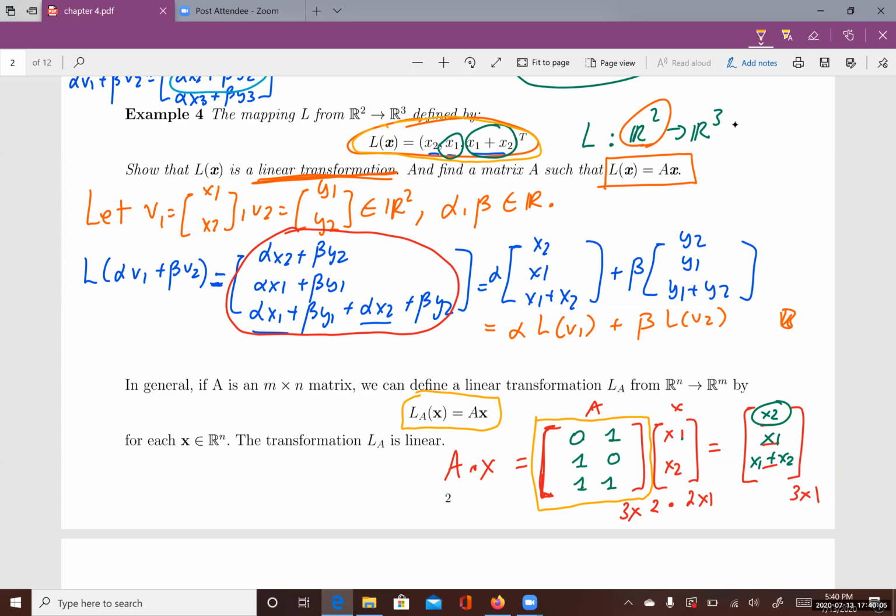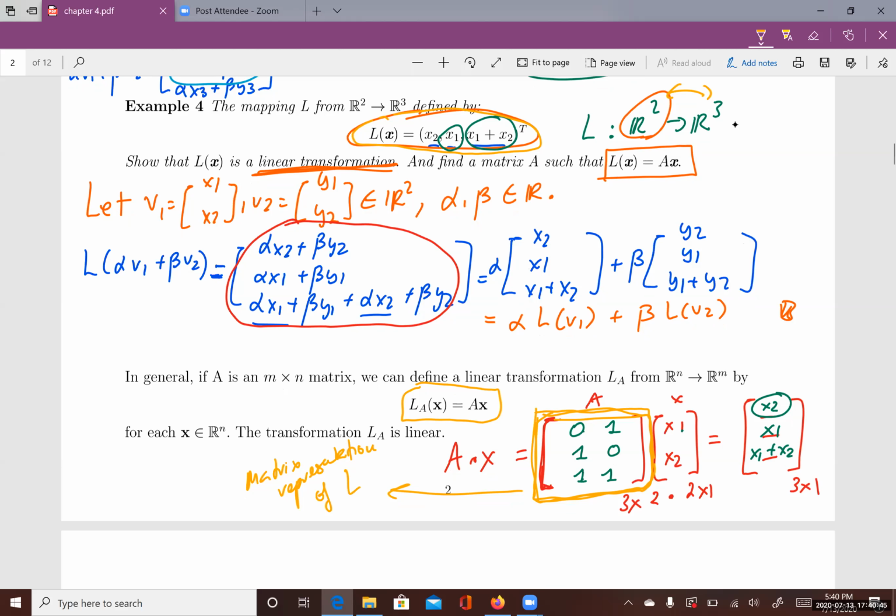So I found a matrix. And you can see that this map here takes vectors from R2 to R3. Then the size of the matrix is 3 by 2. So it's just a little reversed when you think about the size of a matrix. And later you learn that this matrix here is a matrix representation of the linear map L. All right.